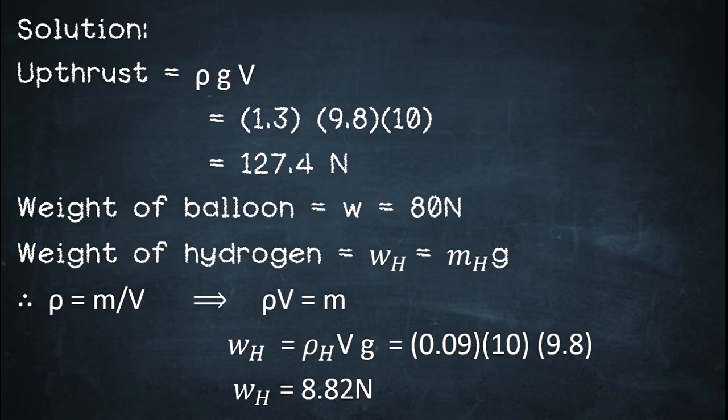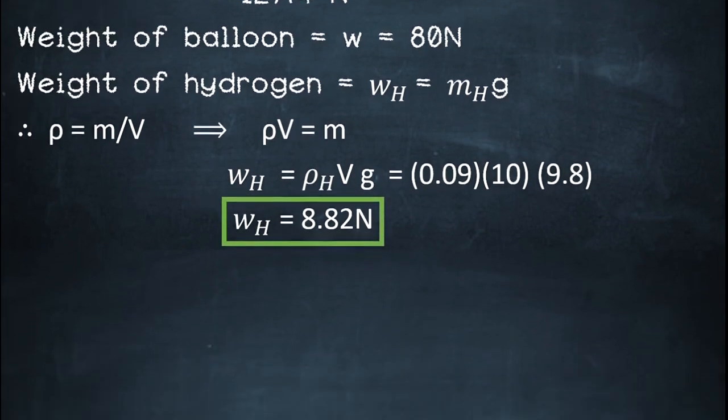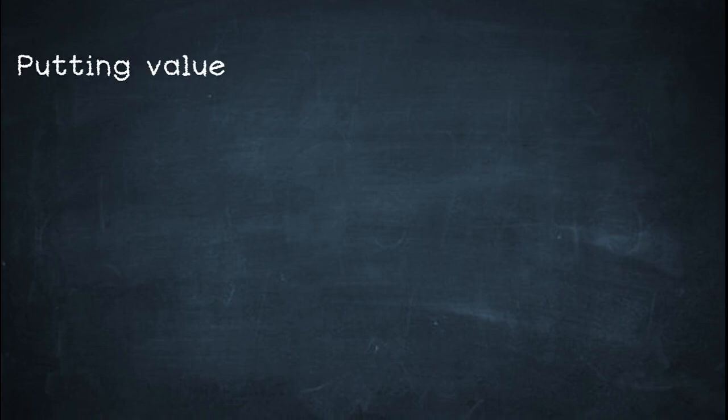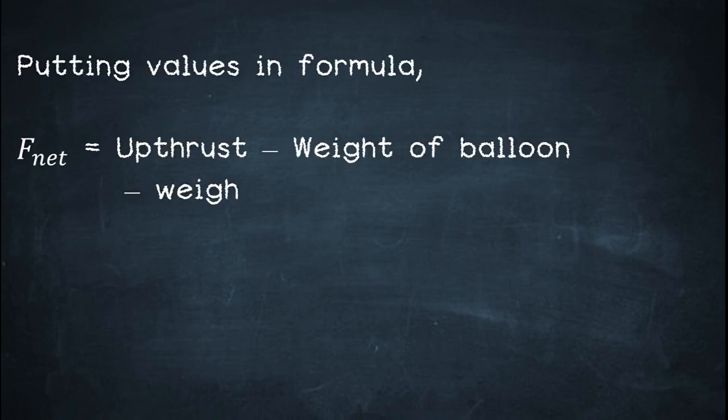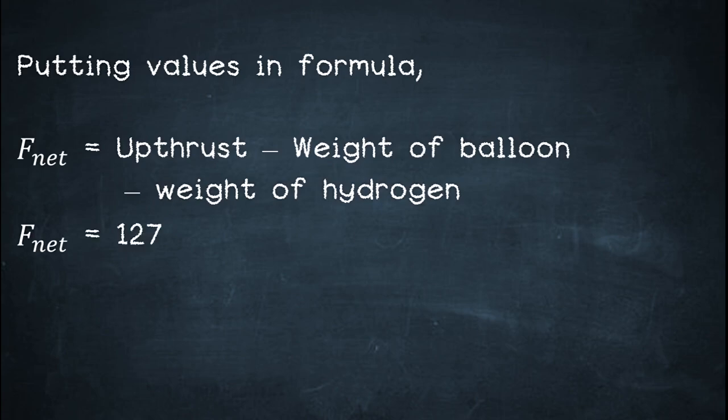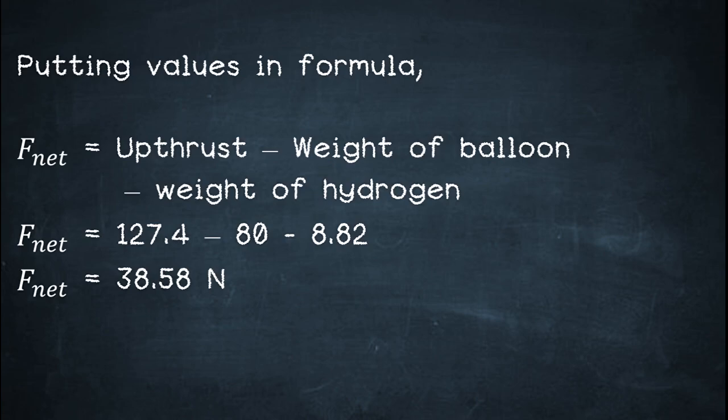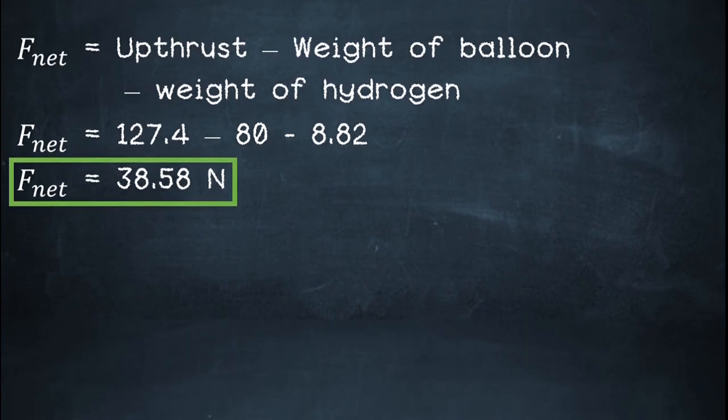Now we will substitute all these values in the formula that we have already discussed. In the formula we will write net force is equal to upthrust 127.4 minus weight of balloon, which is 80, and weight of hydrogen, that is 8.82. Solving it, we will get the result 38.58 Newton. This is the total weight that the object can lift.